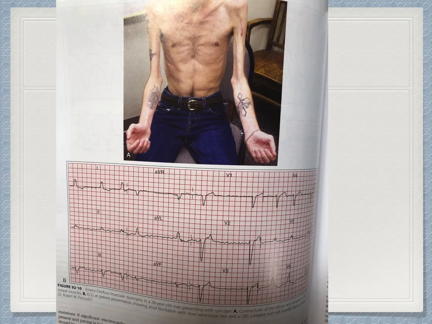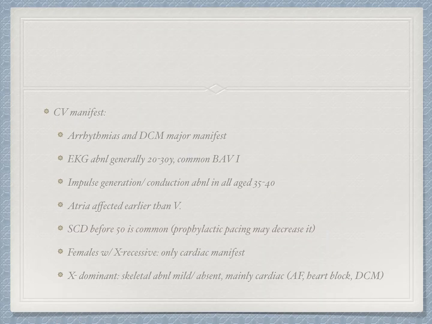Okay, here's a picture of what we're talking about. Here's Emery-Dreifuss showing us the atrophy of the muscles in the elbows, also in the humeral part, and here we can see the EKG alterations. EKG is abnormal in most patients 20 to 30 years old.